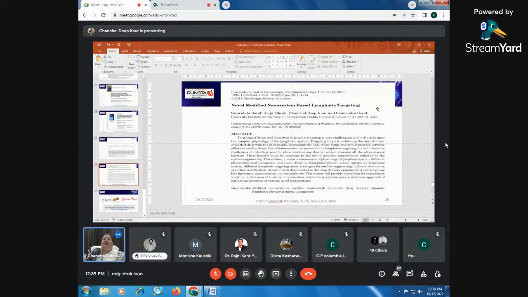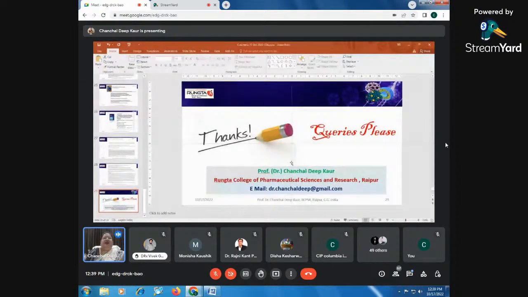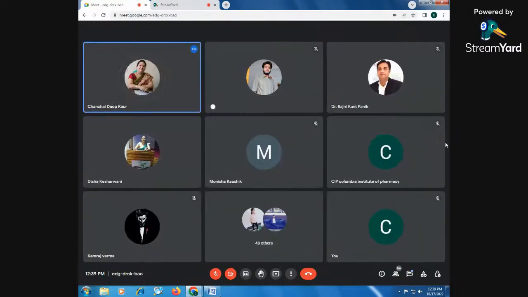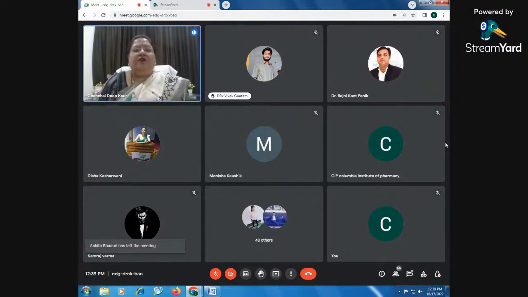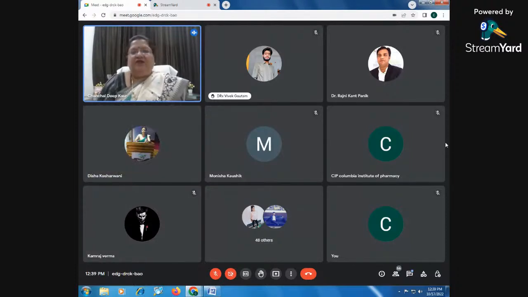Then this is also the work of our student Abhijit Ghosh, who did lymphatic targeting based on novel modified nanosystems. So thank you so much. I just tried to help you visualize what novel drug delivery systems are, how they are beneficial, and how you can try to prepare these novel delivery systems. And now I'm open for questions. If you want to ask any questions related to preparation, evaluation or development of novel systems, then we can discuss it. Thank you so much.